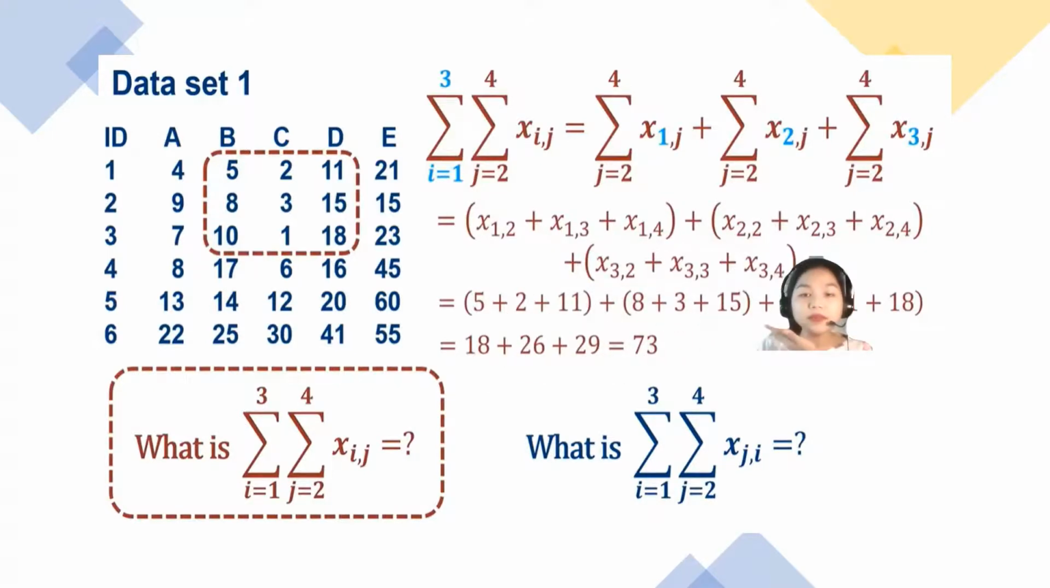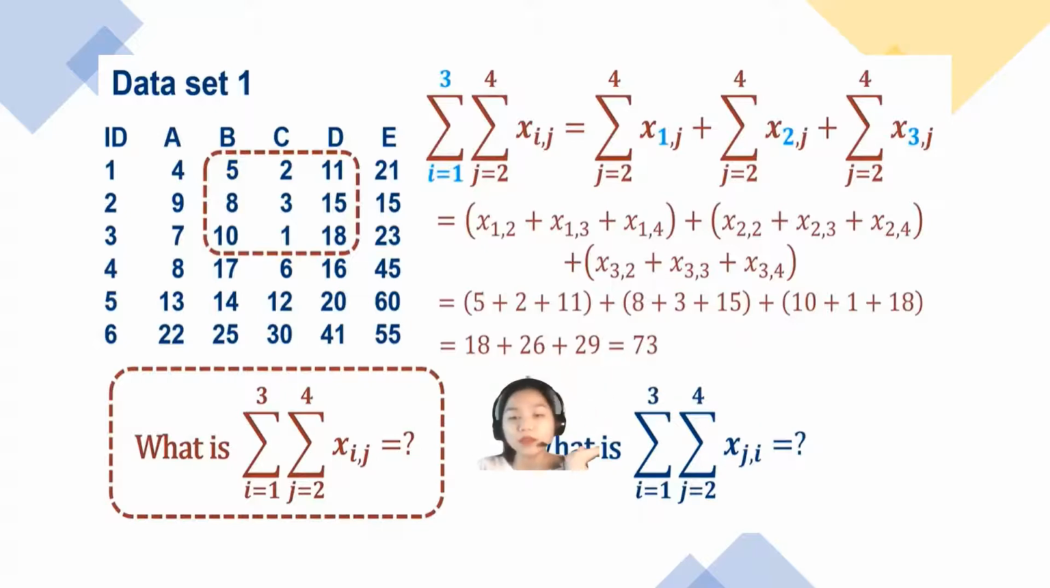8 plus 3 plus 15 is equal to 26. Tsaka 10 plus 1 plus 18 is equal to 29. So, 18 plus 26 plus 29 is equal to 73. So, bali, itong summation po ng values ng xij as i goes from 1 to 3 and j goes from 2 to 4 is equal to 73.